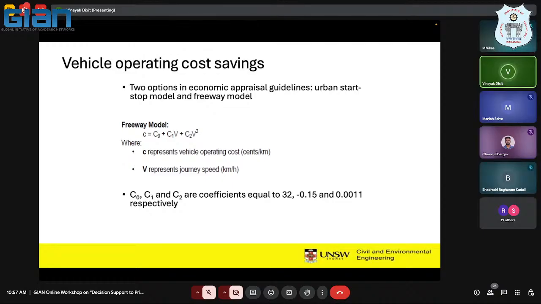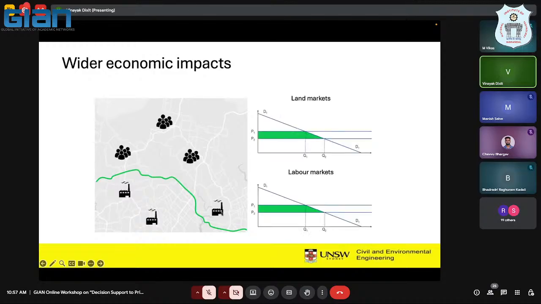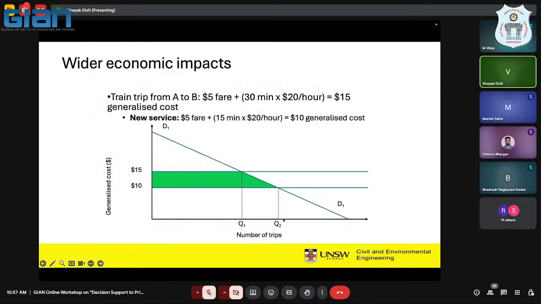So how do we account for that? That is the question we keep getting asked. Those wider economic benefits are experienced by people, but also by industries, by the land market, the labor market, and all of that. So let's go back to the example of this generalized cost. We had $15 and $10. This area gives you the total economic benefits, but it is only associated to travel time.